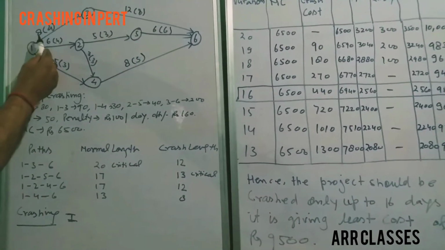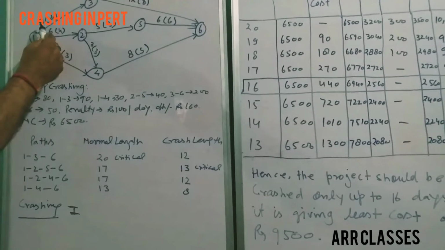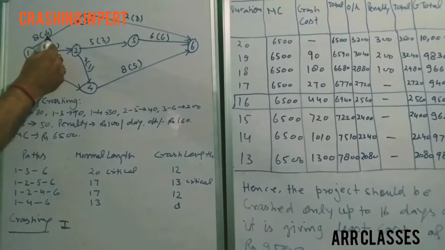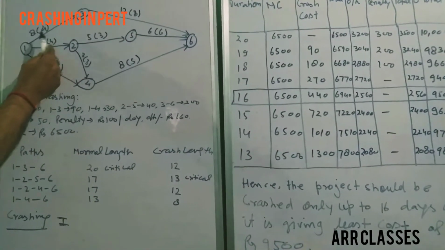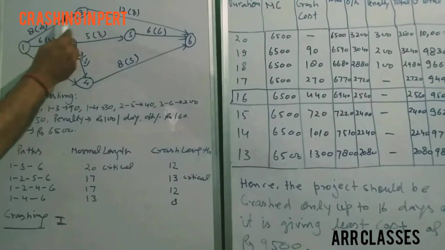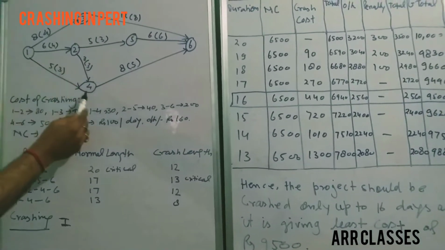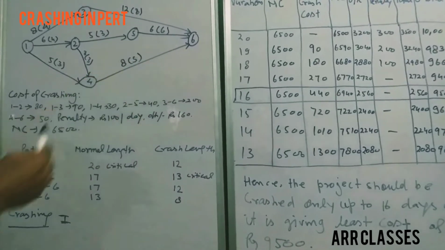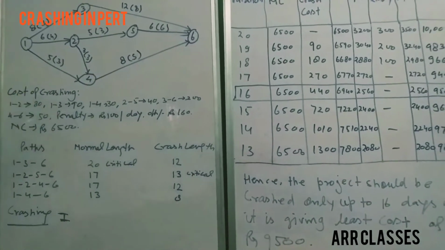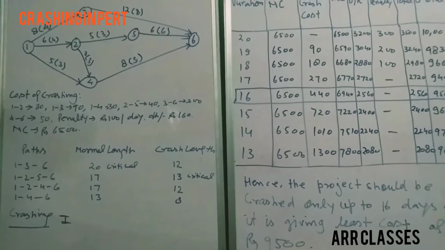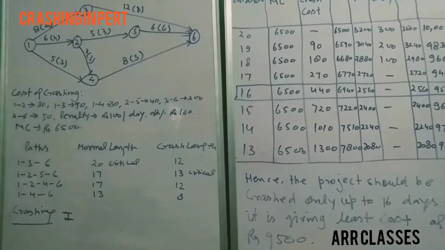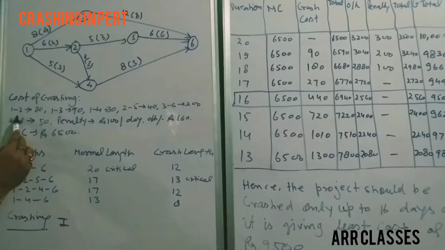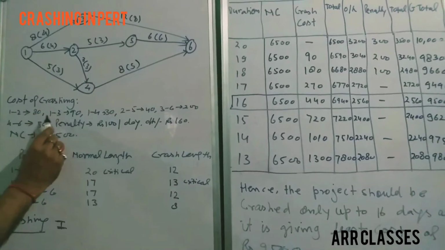Normal time is written and the crash time within bracket for each activity, like 1 to 3, 1 to 2, 1 to 4, and for the rest of the activities the times have been written here. The additional information which is given to us, that is the cost of crashing for each activity, is given here.